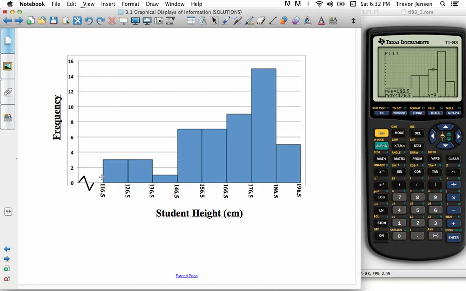Okay, so put your break, and then our first interval is from 116.5 to 126.5, and then you draw your bar between them with the height corresponding to the frequency of the number of data values between 116.5 and 126.5. Okay, so that's how you make your histogram of that data.